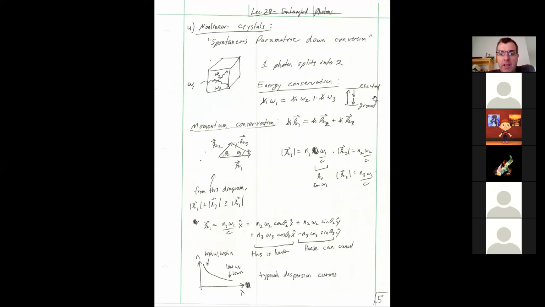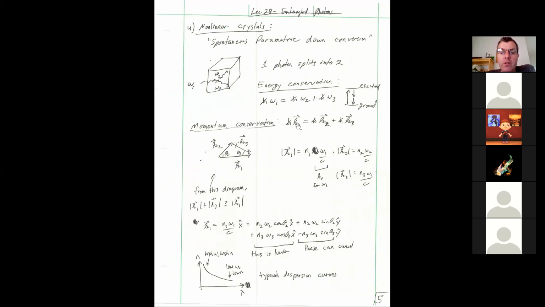And this excited state is actually something called a virtual state, which is complicated, but suffice it to say that the downward transition involves 2 photons. Now, besides energy conservation, there's also momentum conservation. Photons have momentum. That momentum is h bar k.